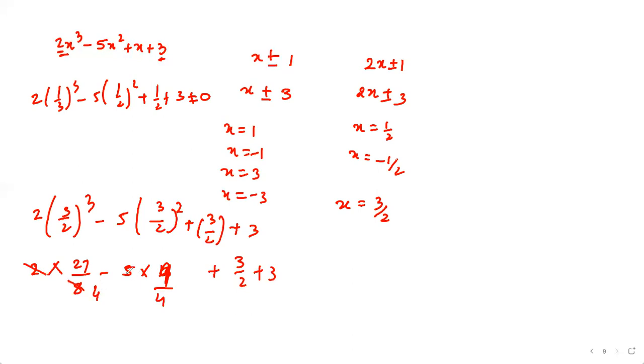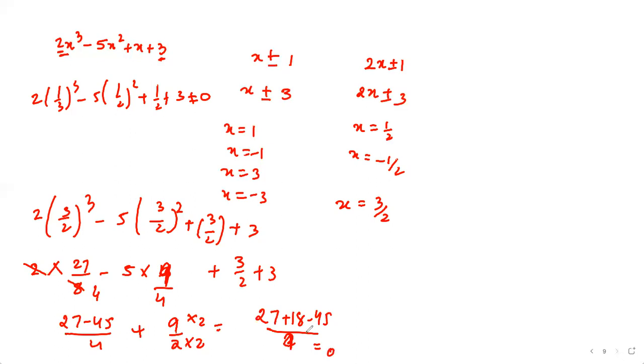So 27 minus, this is 9 times 5. So 27 minus 45 upon 4 plus, 2 3s are 6, 6 plus 3, 9 upon 2. So if you multiply this by 2, multiply this by 2, this is 27 plus 18 minus 45, which is 0 upon 4. So the answer comes to 0. Now that clearly indicates that x equals 3 by 2, so 2x minus 3 is one of the factors.